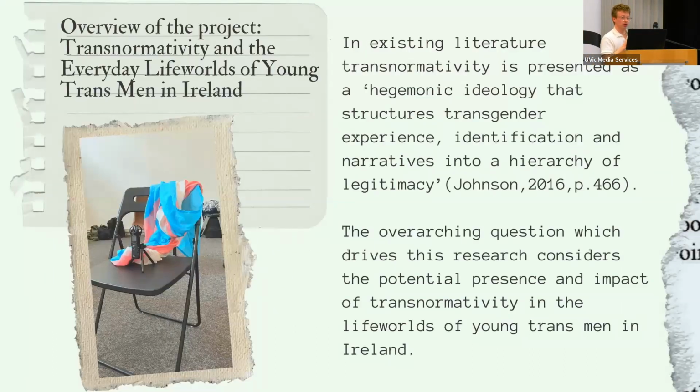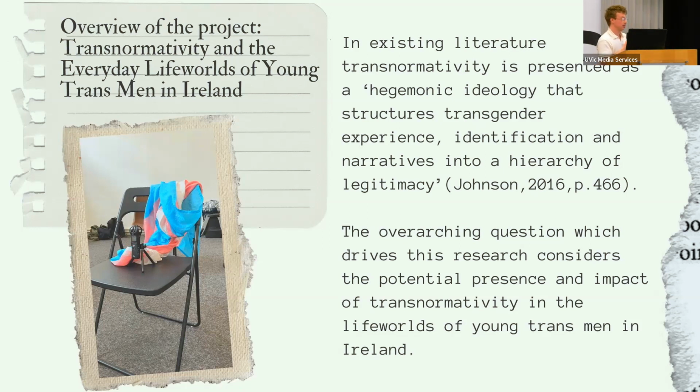So just a bit of an overview of the project. In existing literature, transnormativity is presented as a hegemonic ideology that structures transgender experience, identification, and narratives into a hierarchy of legitimacy. This is from Johnson, who is pretty widely cited in the literature on transnormativity. What Johnson is saying is that trans people are produced in relation to the norms of medicalization. Whether or not we want to medically transition, we're held in relation to those norms. This is what produces transnormativity as a hegemonic regulatory ideology.